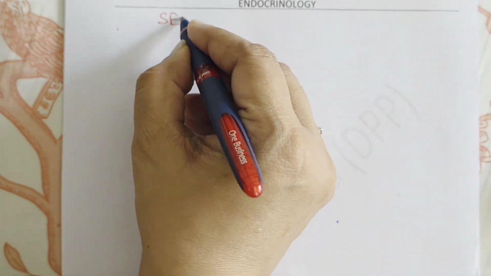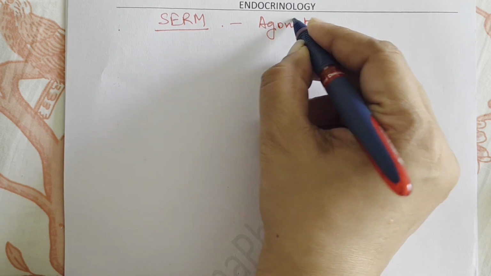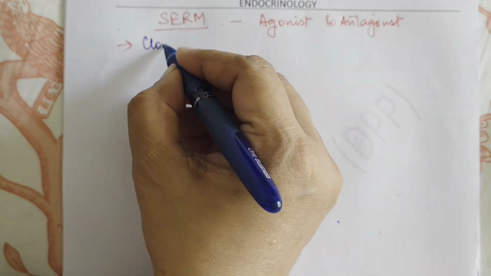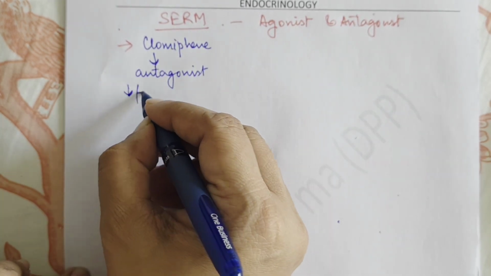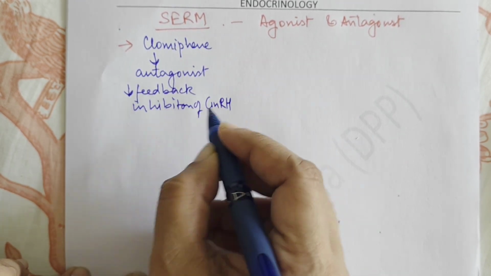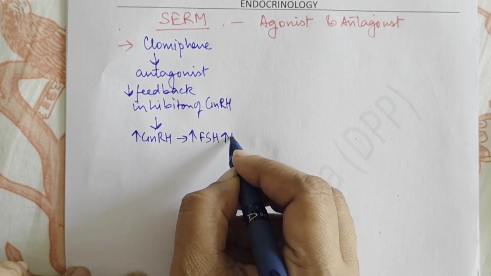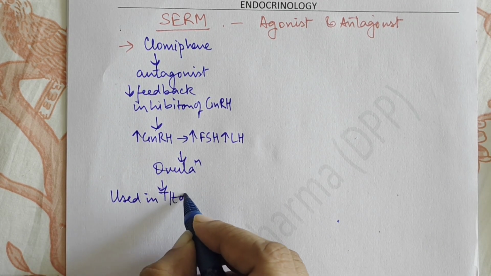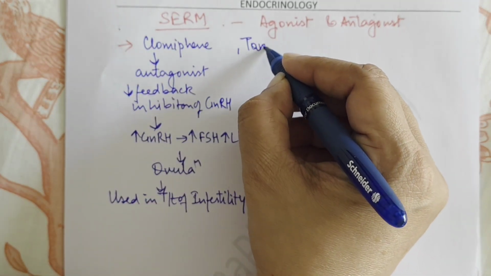Now moving forward, there is a term called SERMs. SERMs are basically selective estrogen receptor modulators. They are agonists on some and antagonists on other tissues. In SERMs, the first drug is clomiphene. Clomiphene, we all know, is basically a pure antagonist, so it reduces the feedback inhibition of GnRH and results in increased secretion of gonadotropin releasing hormone, which results in increased FSH and increased LH, which results in ovulation. And so this is used in the treatment of infertility. So clomiphene is the drug used in infertility. It is a SERM. Then the other drug we have is tamoxifen.